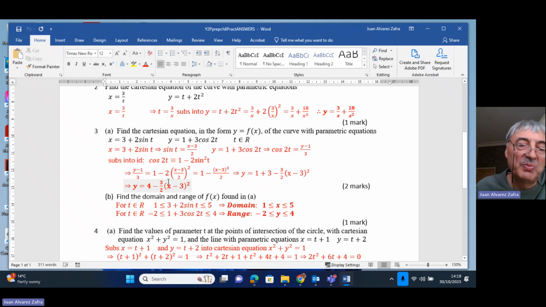Now, we want also, in part B, to find the domain and range of f of x, where y equals f of x. So in this context, this means that we want to find the allowable values of x and the allowable values of y. So the domain of f of x is the values that x can take, and the range is going to be the values of f of x, or in other words, the values y can take.